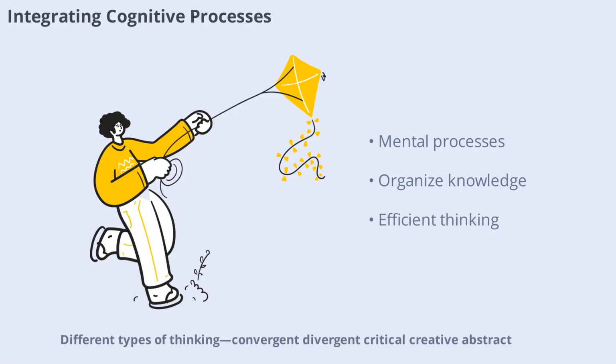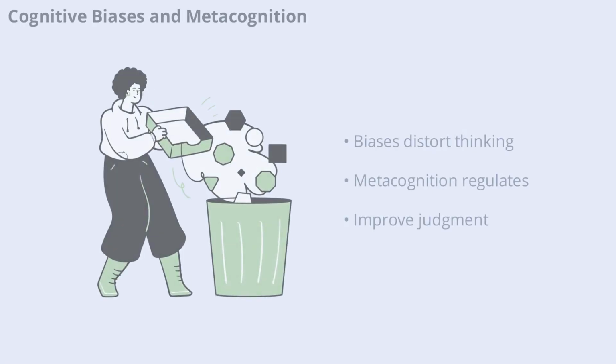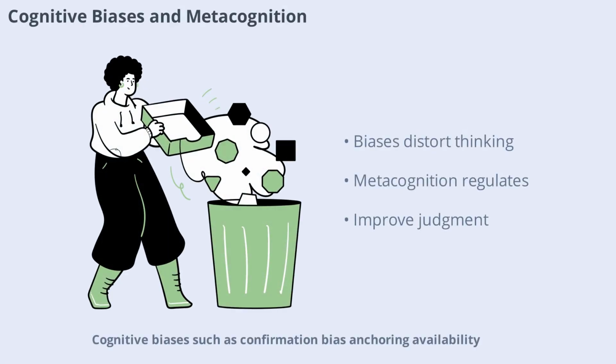Different types of thinking, convergent, divergent, critical, creative, abstract, concrete, are deployed depending on task demands. We organize knowledge through concepts and categories which support efficient thinking and communication. Problem-solving uses strategies from algorithms to heuristics, with specialized techniques like means-end analysis and analogy. Cognitive biases such as confirmation bias, anchoring, availability, and representativeness heuristics, mental set, and functional fixedness systematically distort thinking.